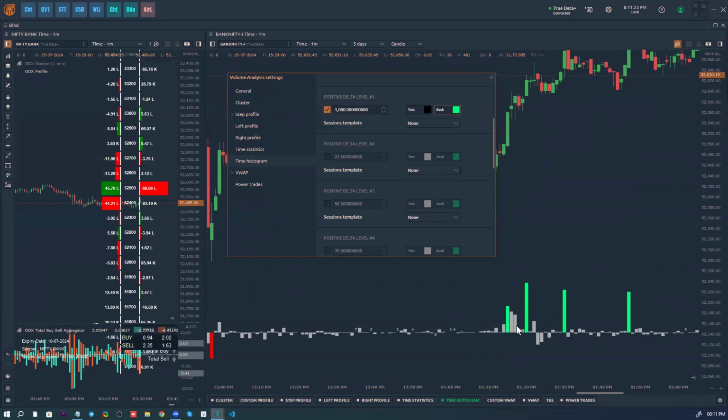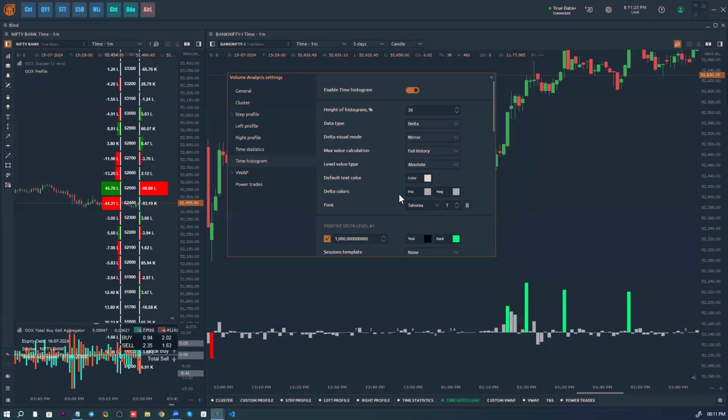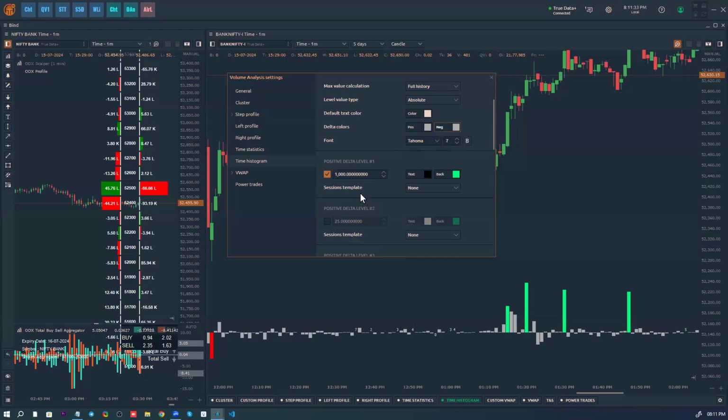Okay, so you decide on a bright color. Make sure that your delta colors are faded and similar, because these deltas are not important. Unless the delta is more than 1,000 lots, it's not important. So you can see I have chosen a positive and negative grayish color.